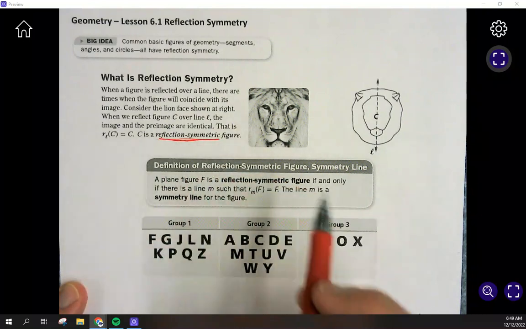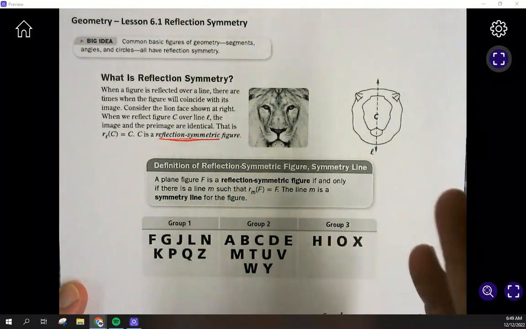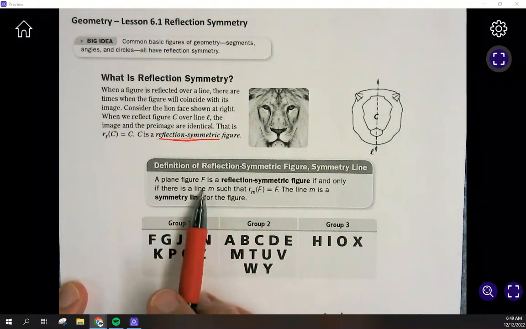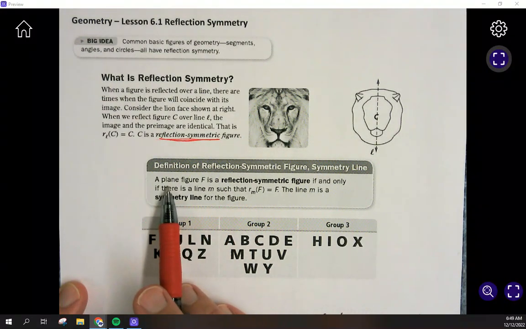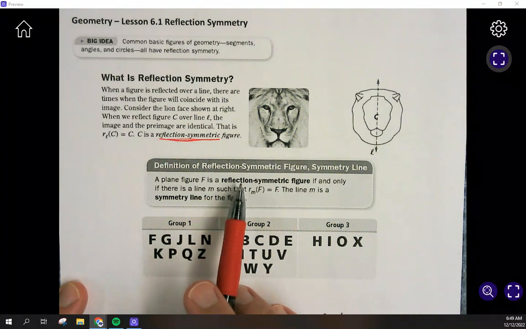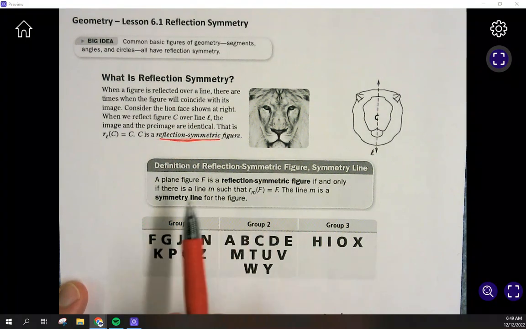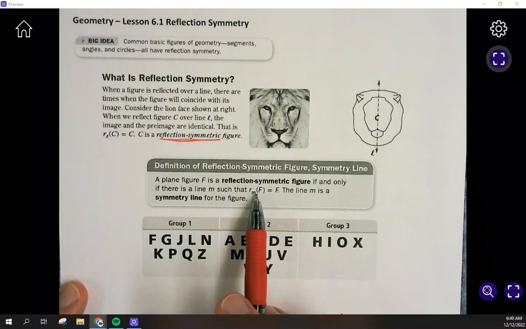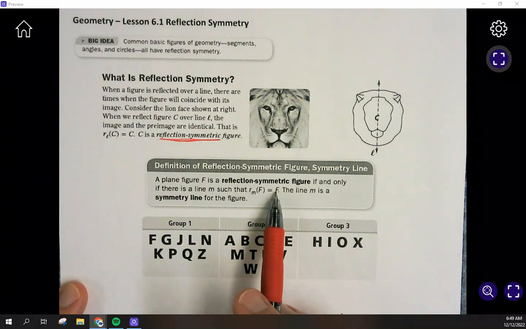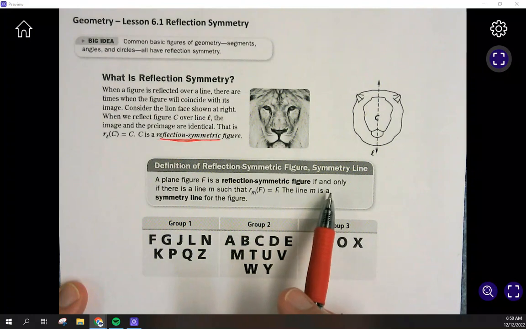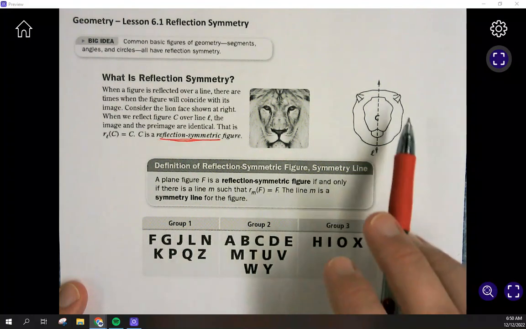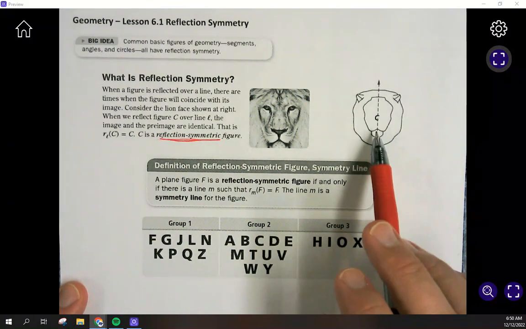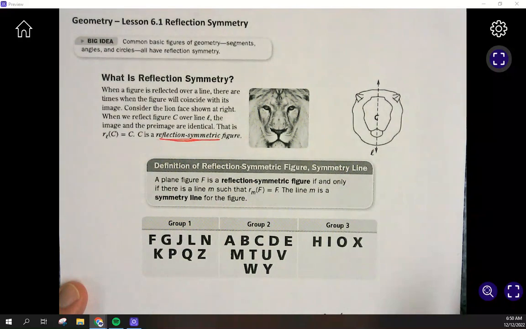So a reflection symmetric figure is one that when you reflect it over a line, you end up with what you started with. Here's your definition, a little more complicated than I just stated. A plane figure F is a reflection symmetric figure if and only if there's a line M such that reflecting figure F over line M results in figure F again. The line M is a symmetry line for the figure. So we would say line L is the line of symmetry, or a symmetry line, of figure C, the lion.